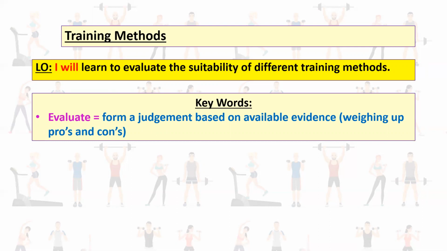So if we have the title training methods underlined at the top of the page, and then our learning objective, which you need to note down: I will learn to evaluate suitability or appropriateness, same sort of thing, of different training methods. Just make sure you've got that down before we move on.